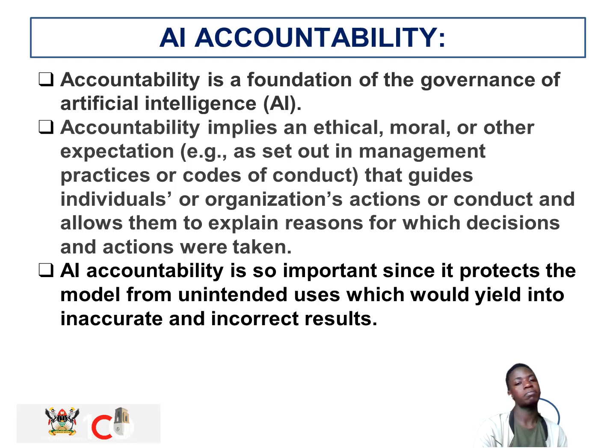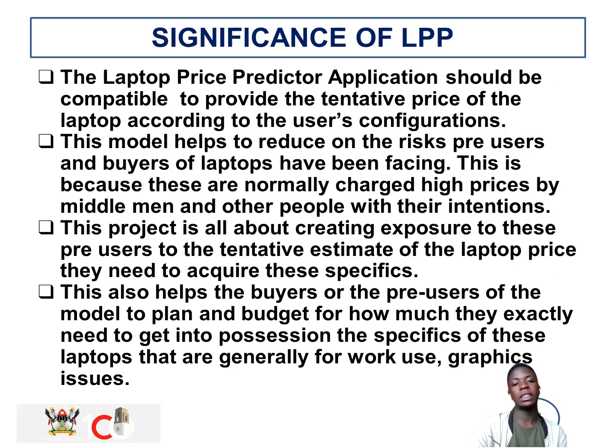So when you go to the significance of the laptop price predictor, the application should be able to provide the tentative price of the laptop according to the user's configuration. How does this model do it, and how does it help?